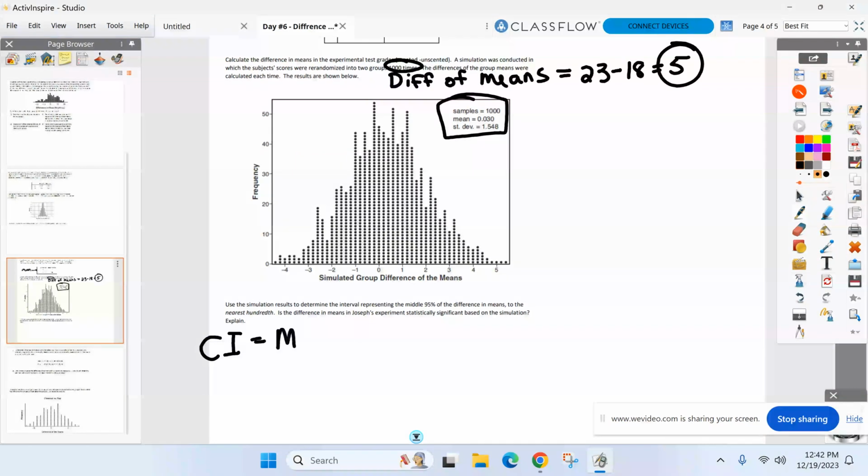Mean plus or minus 2 times, or the margin of error, right? I'll put MOE. And remember how we find the MOE? Plus or minus 2 times the standard deviation. Okay, so let's find it. Let's find our confidence interval.